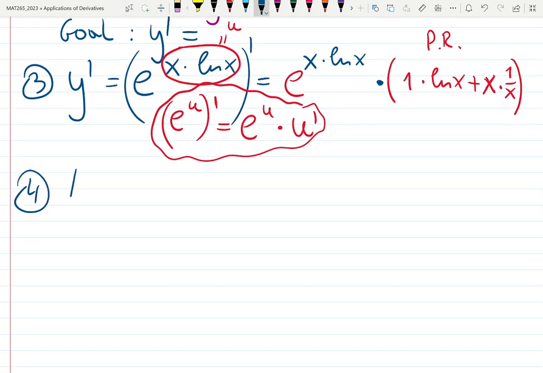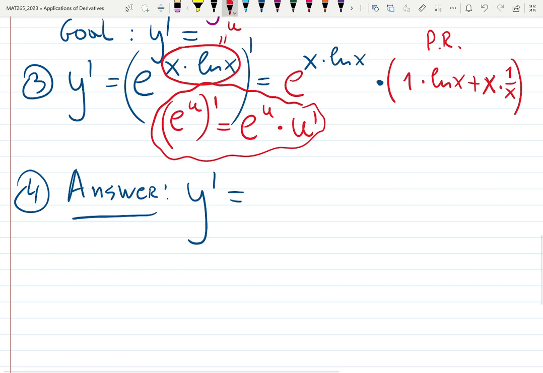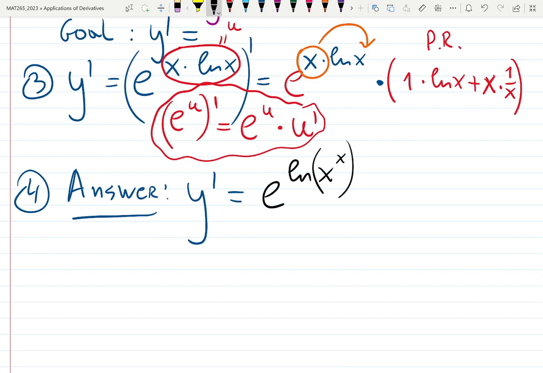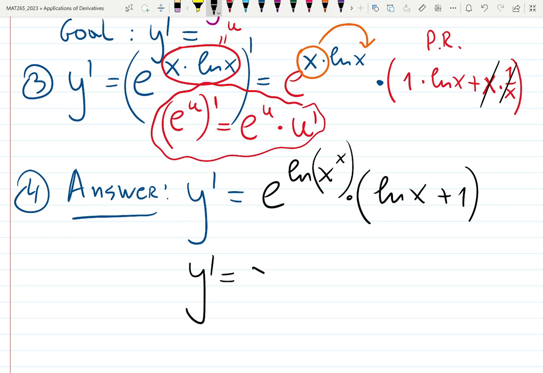Step 4, answer. y prime equals e to the x ln x. If I put this x back on top of it, because why not, then I will have e to the ln x to the x, and I can undo it with ln. Then I'm going to simplify the result of the product rule. ln x plus 1 cancel out. y prime equals x to the x, ln x plus 1, and the answer is the same.